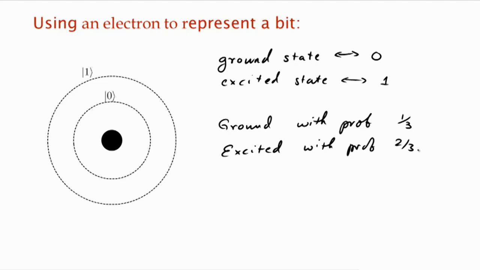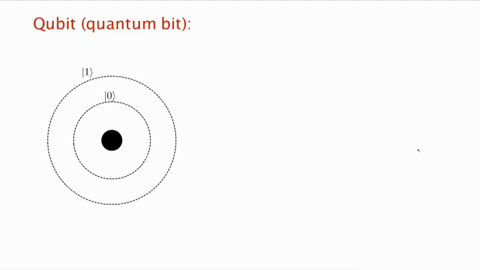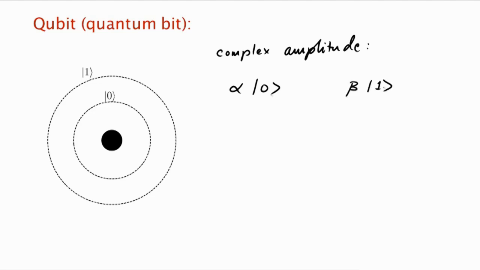But in fact, quantum mechanics tells us that something else happens. And so what happens is that, in fact, the electron ends up not making up its mind whether it's in the ground or excited state, but it ends up in a superposition of ground and excited state, where it has some complex amplitude, say alpha, of being in the ground state, and some complex amplitude beta of being in the excited state. So this is ground, and this is excited.